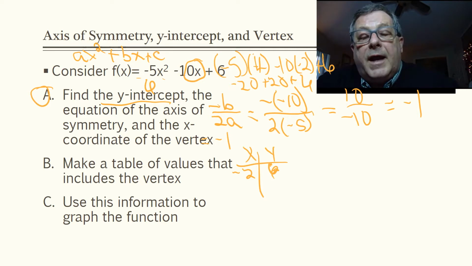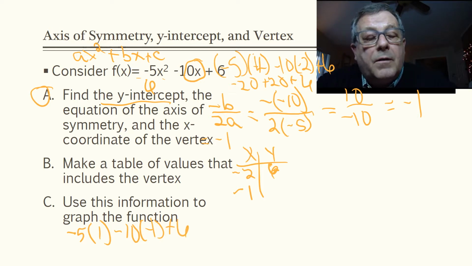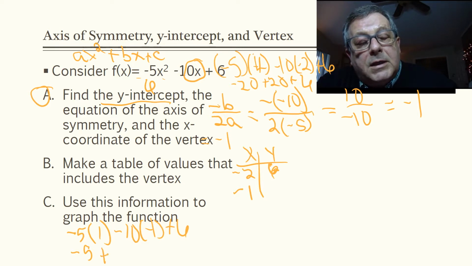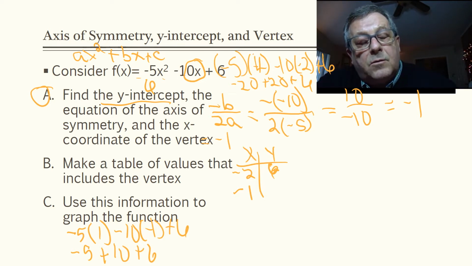All right. Now, when x is negative 1 at the vertex, let me move it down here. I've got negative 5 times negative 1 squared. Well, negative 1 squared is just going to be 1, minus 10 times negative 1 plus 6. What's all that going to equal? Well, I've got negative 5, and negative 10 times negative 1 is plus 10, plus 6. And so at the vertex, I've got negative 5 plus 10 plus 6. That's going to be 11.